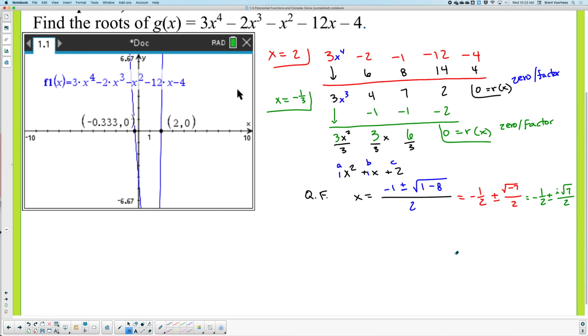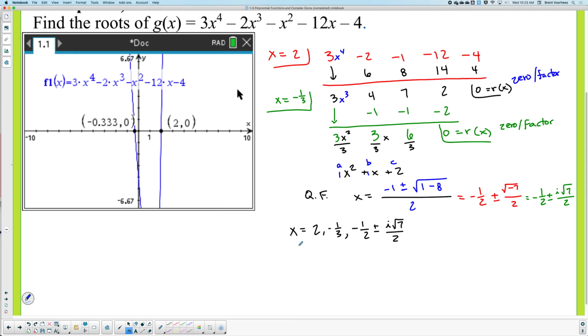So what are the roots? What's a synonym for roots to make sure we get the correct answer here? Zeros. The zeros would be x equals, going in order that we solved, 2, followed by negative 1/3, followed by negative 1/2 plus or minus I square root of 7 over 2. You can do this as a plus or minus. That's acceptable.